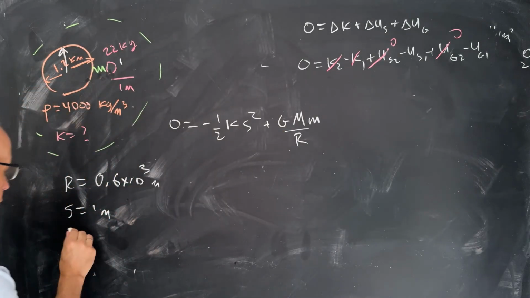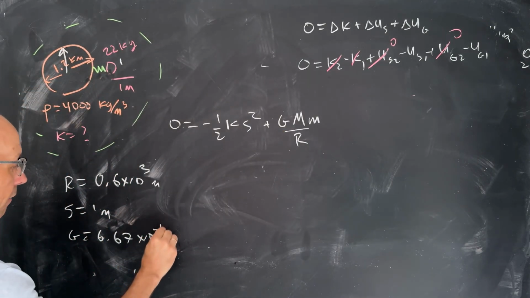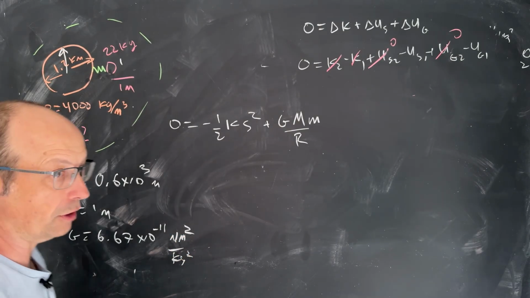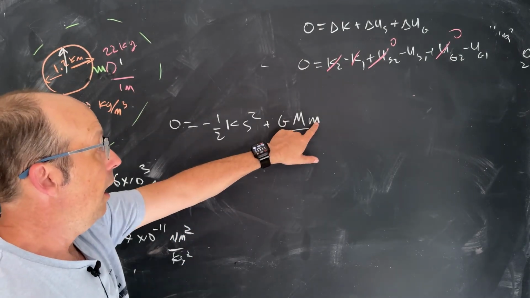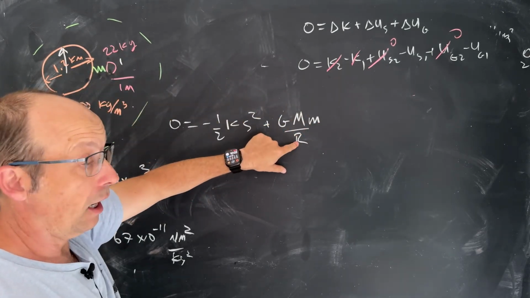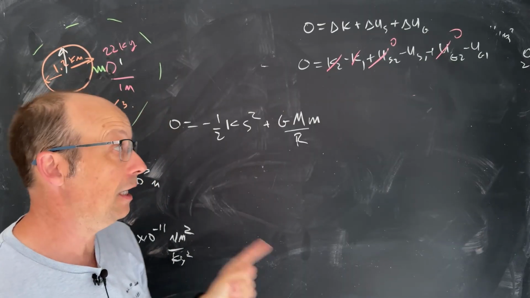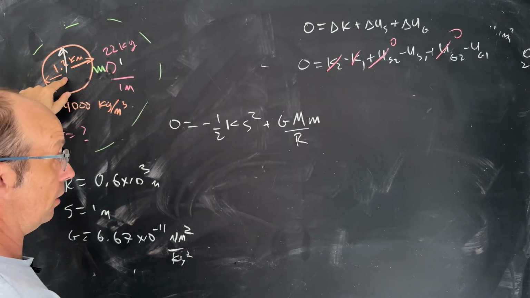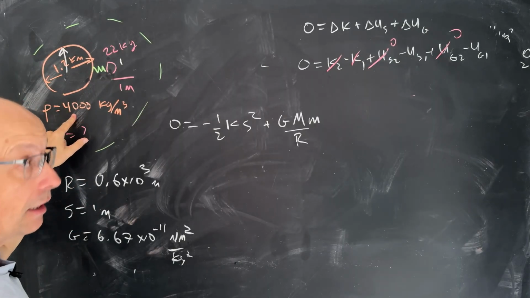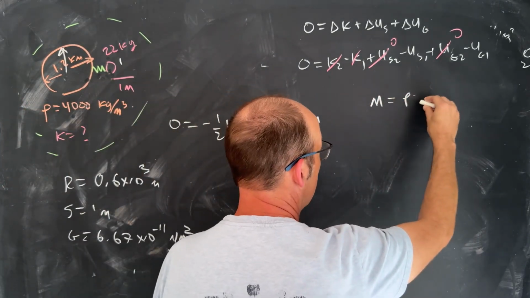G, I know that. G is 6.67 times 10 to the negative 11th Newton meters squared per kilogram squared. You don't need to memorize that. I have the mass of the package. I have R, I already said that. I don't have the mass of the asteroid. So we're going to need to find the mass of this asteroid. Okay, so I know the radius, I know the density, so I can find the mass. The mass is just going to be the density times the volume.